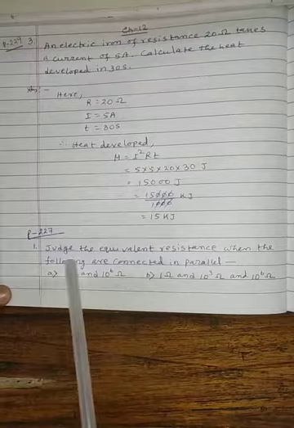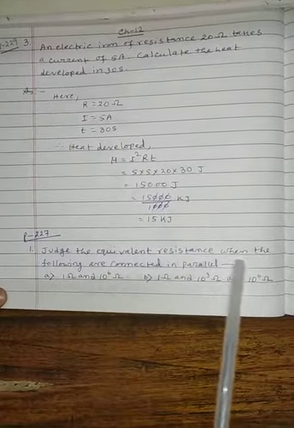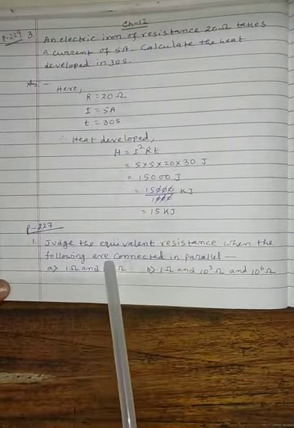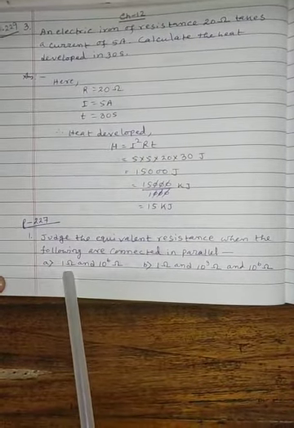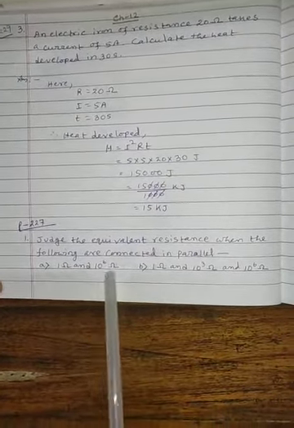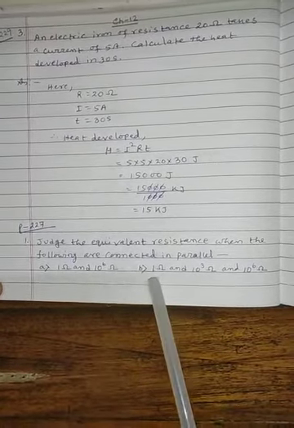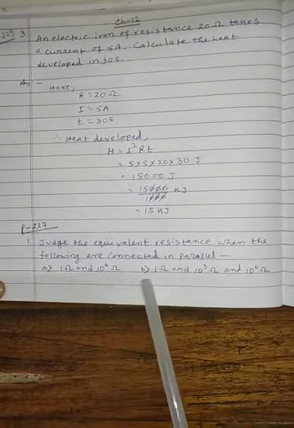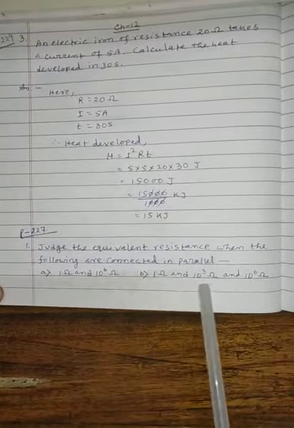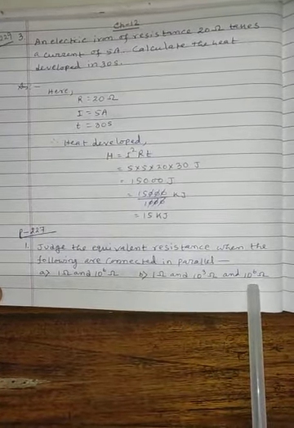Now, page number 227. Question number 1. Judge the equivalent resistance when the following are connected in parallel. First question, 1 ohm and 10 to the power 6 ohm connected in parallel. Just the equivalent resistance they are asking. And second one, 1 ohm, 10 to the power 3 ohm, 10 to the power 6 ohm.